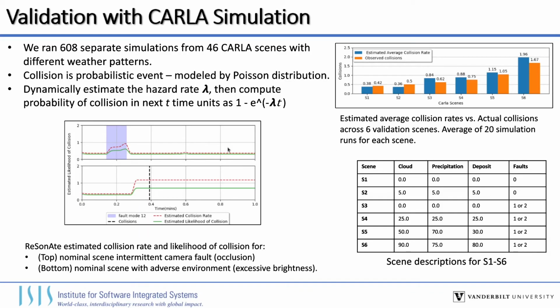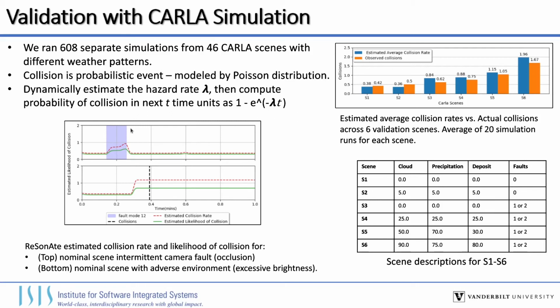So that gives you kind of an intuitive understanding of what the risk score means. We also wanted to validate it against the observed number of collisions. So we ran 608 simulations over a variety of scenes and weather patterns. And we model the occurrence of a collision as a probabilistic event using a Poisson distribution. So Resonate is essentially predicting the lambda parameter of that distribution, or the hazard rate, and we can compute the probability of a collision in the next time period with this equation here.